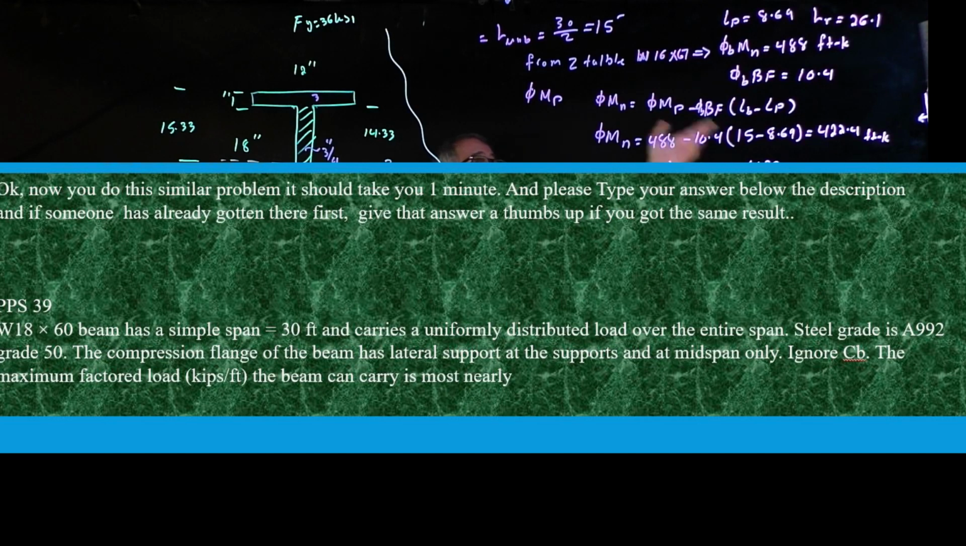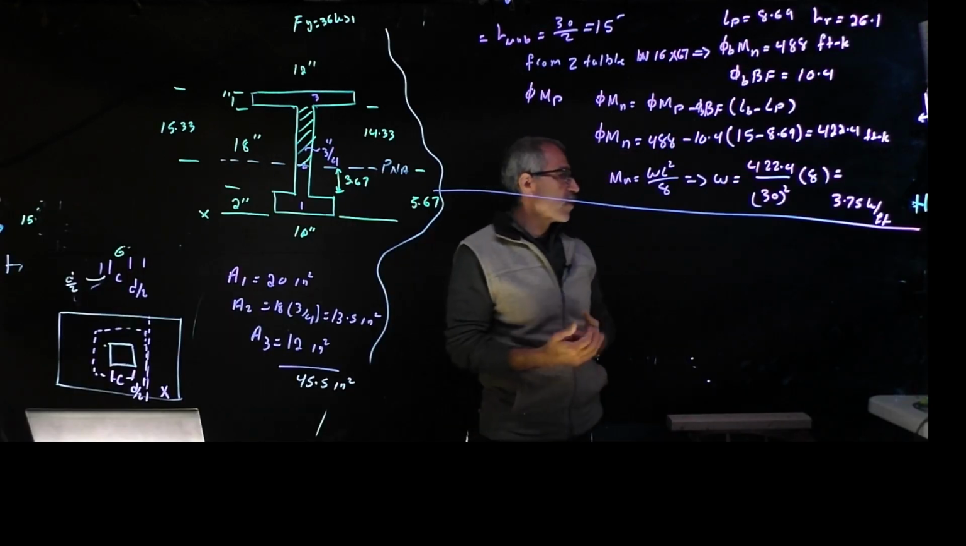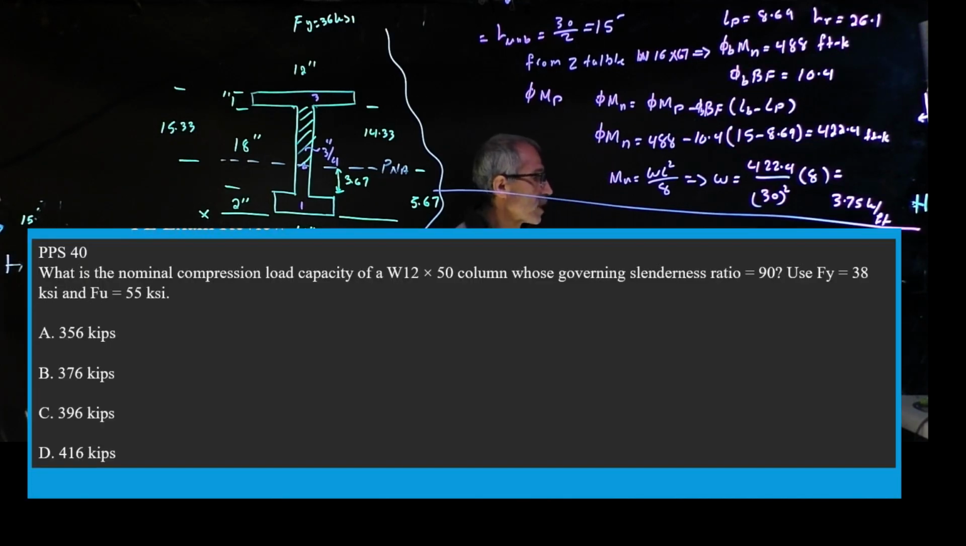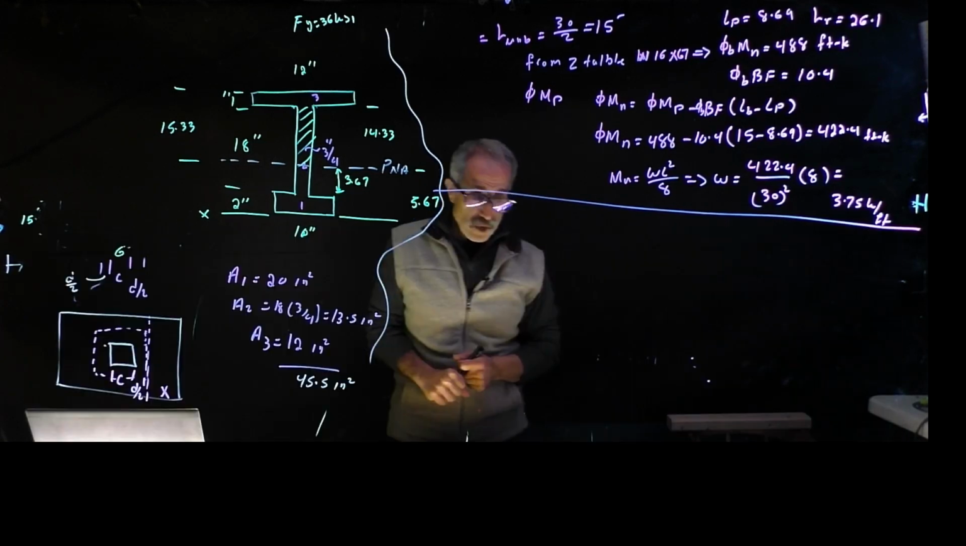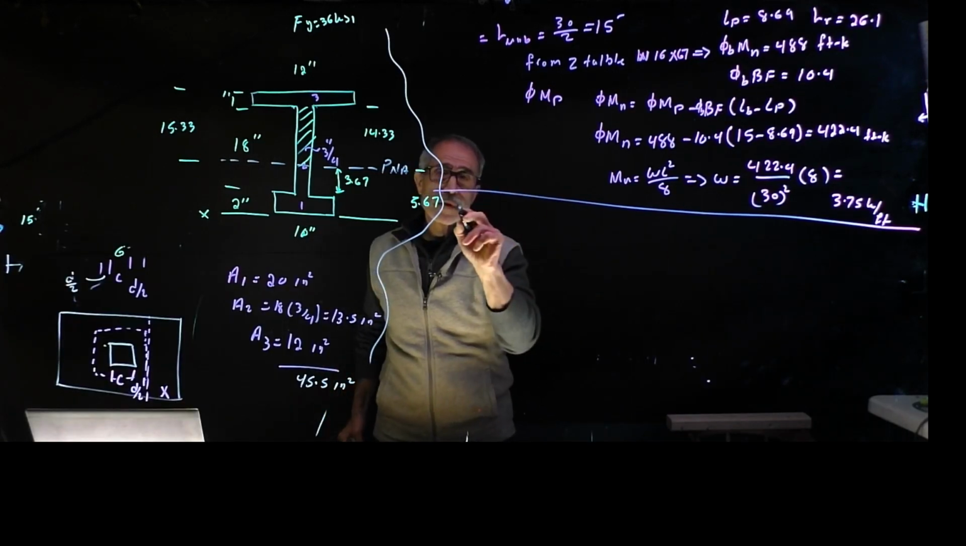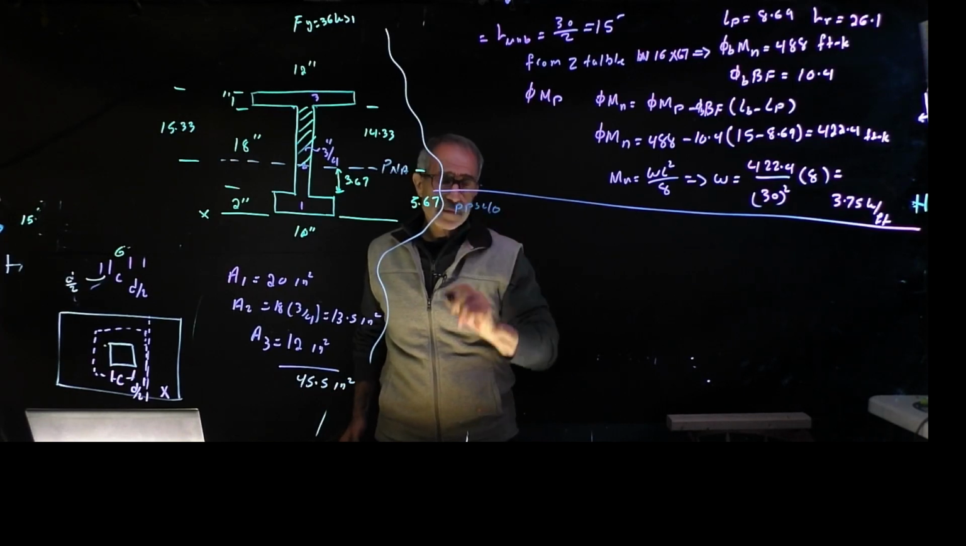While doing this problem, I'm going to erase this board. All right, next problem. It says, what is the nominal compression load capacity of a W12x50 column whose governing slenderness ratio is 90, and use Fy equal to 38 ksi and Fu equal to 55. Okay, so we're going to do some column work, and let's get to work here.